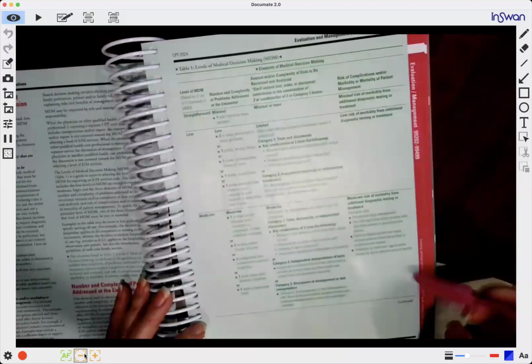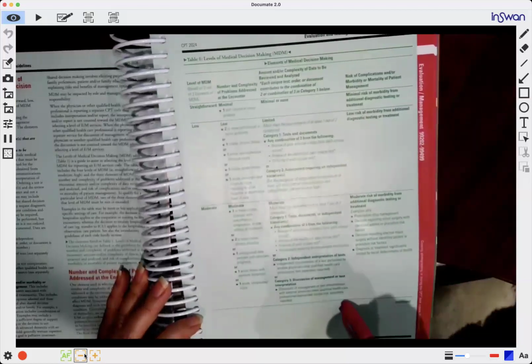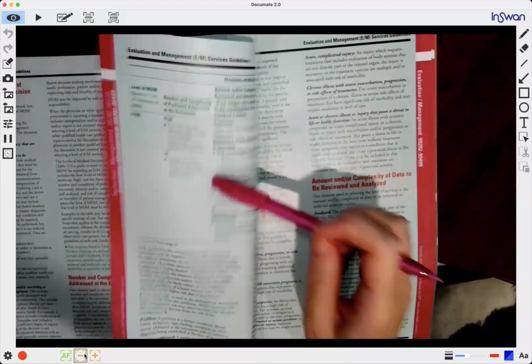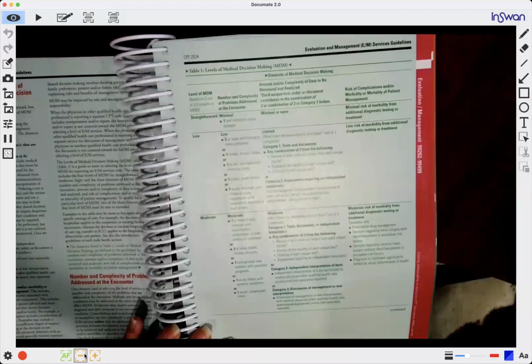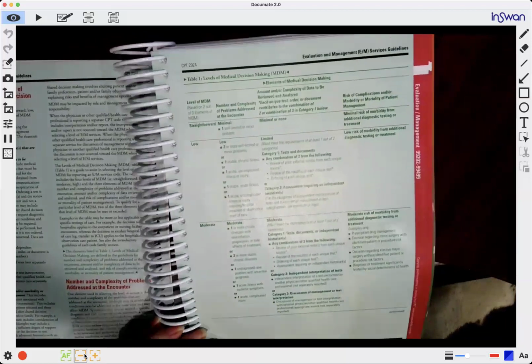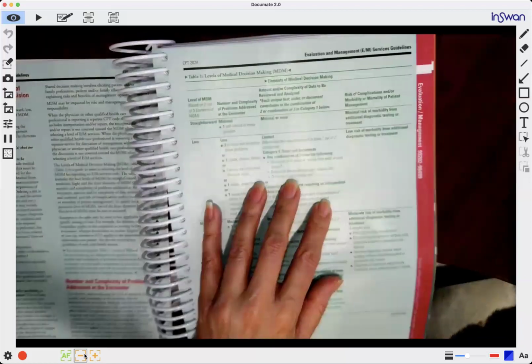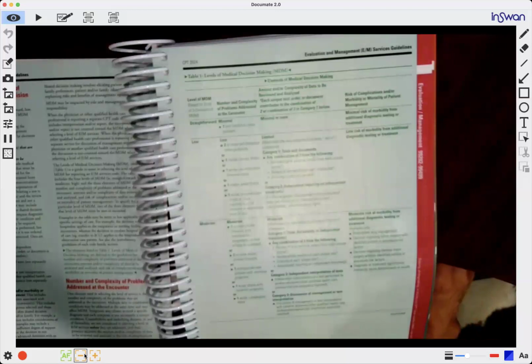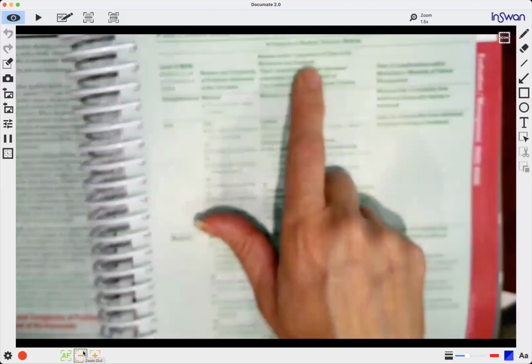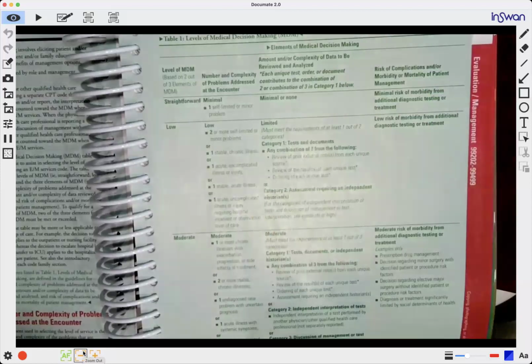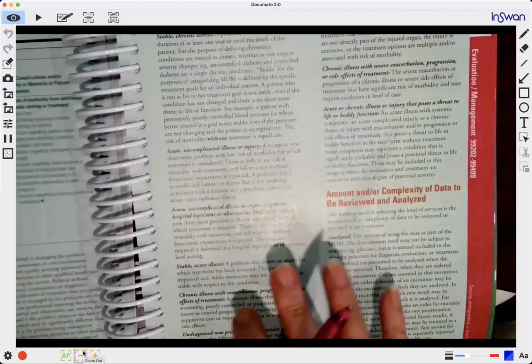In E&M, this table is the one that you really need to understand. And again, it carries over onto the next page, but that level of medical decision-making is what determines the E&M code. So you have to really understand how to calculate the level of medical decision-making. So do some practicing to make sure that you thoroughly understand each of these elements. Make sure that you understand what the number and complexity of problems is, for example, what the level of risk is, all the definitions that I showed you that it gives you in the guidelines themselves.